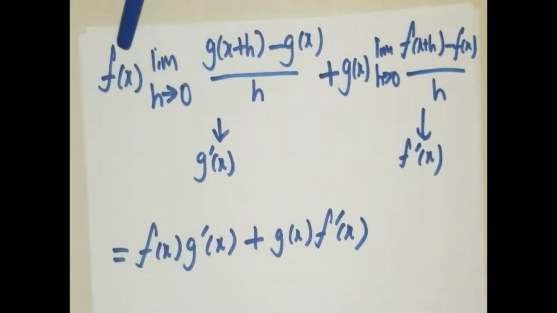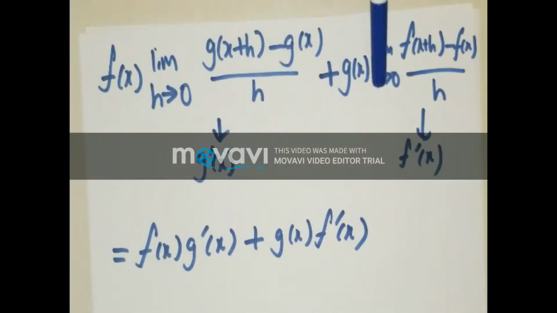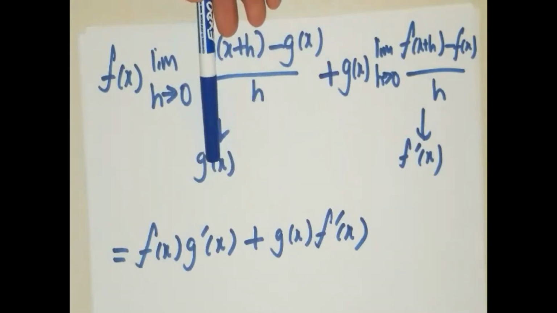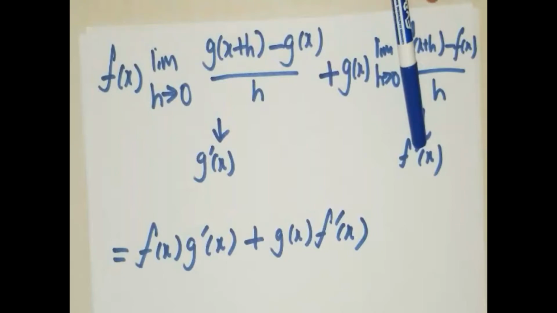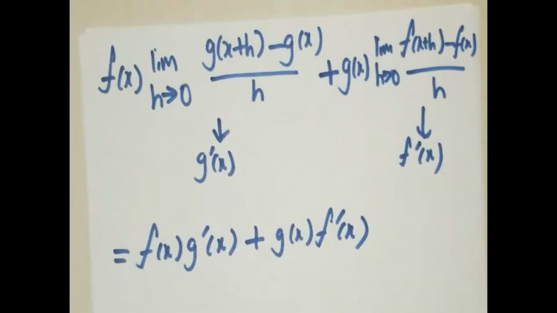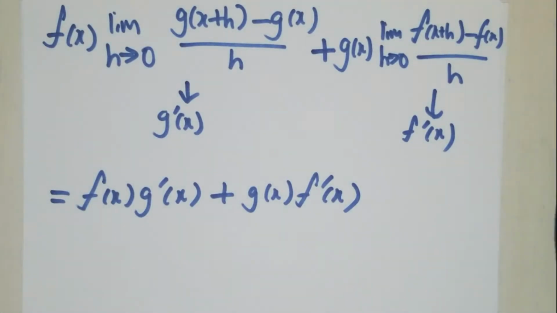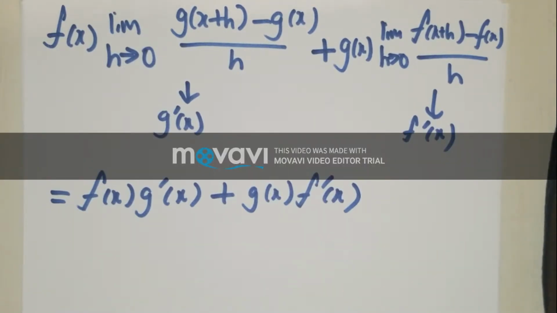By plugging in 0 for h, we get f(x) times the limit as h goes to 0 of (g(x+h) minus g(x)) over h, plus g(x) times the limit as h goes to 0 of (f(x+h) minus f(x)) over h. The limit as h goes to 0 of (g(x+h) minus g(x)) over h is g prime of x, and the other limit is f prime of x. So the product rule equals f(x) times g prime of x plus g(x) times f prime of x.